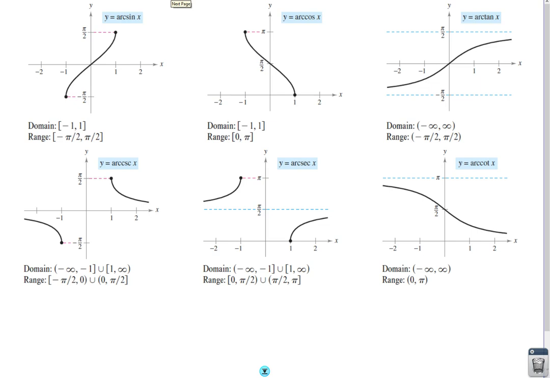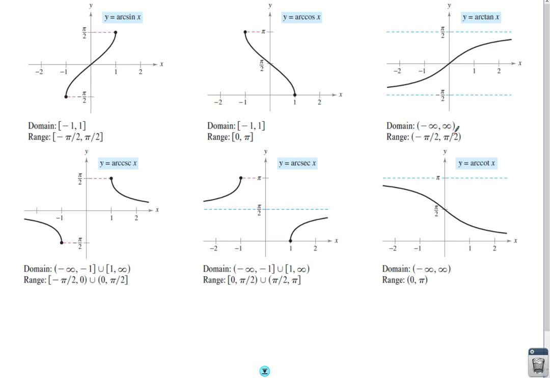So if you were to look at the range of your possible values here, negative pi over 2 to pi over 2, 0 to pi, tangent is going to be the same except for the fact that you don't include the endpoints pi over 2 and negative pi over 2, okay?